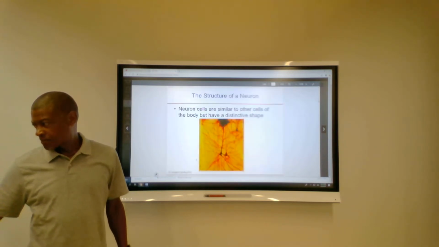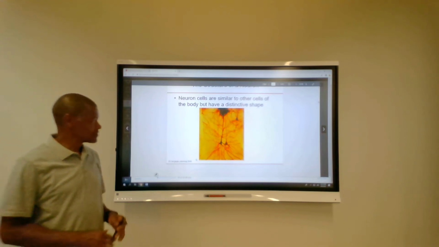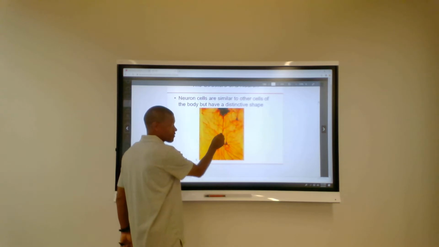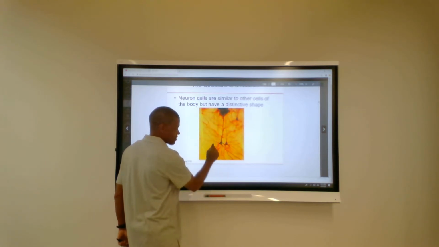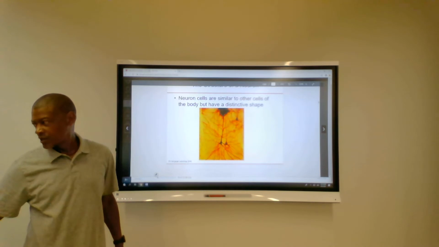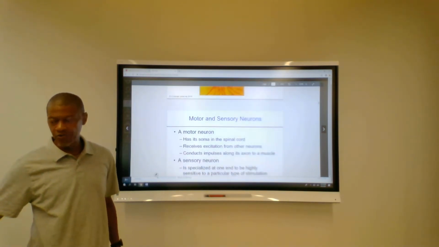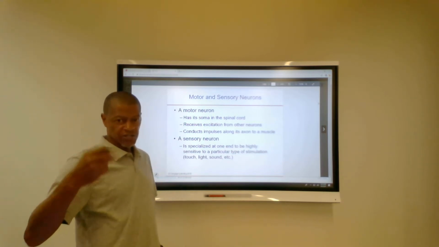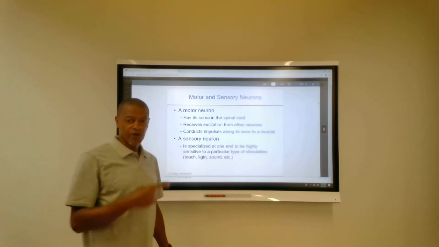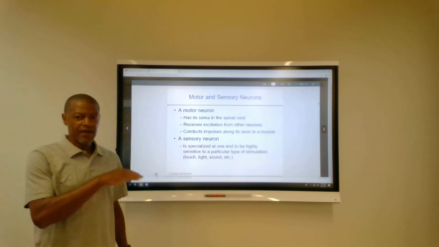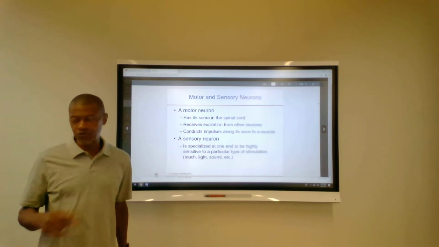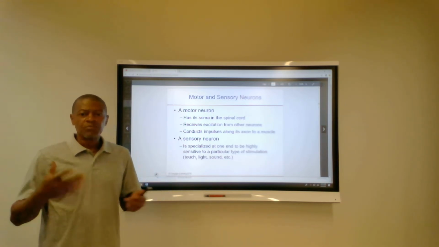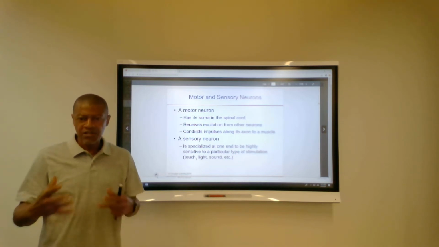So when you look at the shape, it can be multiple shapes. I just drew one for you, but here's a neuron with its long axon, and these dendrites are coming off of it. In your notes, you could have a motor neuron, a sensory neuron, and an interneuron. Here is discussing the difference between a motor and a sensory neuron. Motor, certainly dealing with movement, sensory, dealing with smell, taste, touch, sensations.